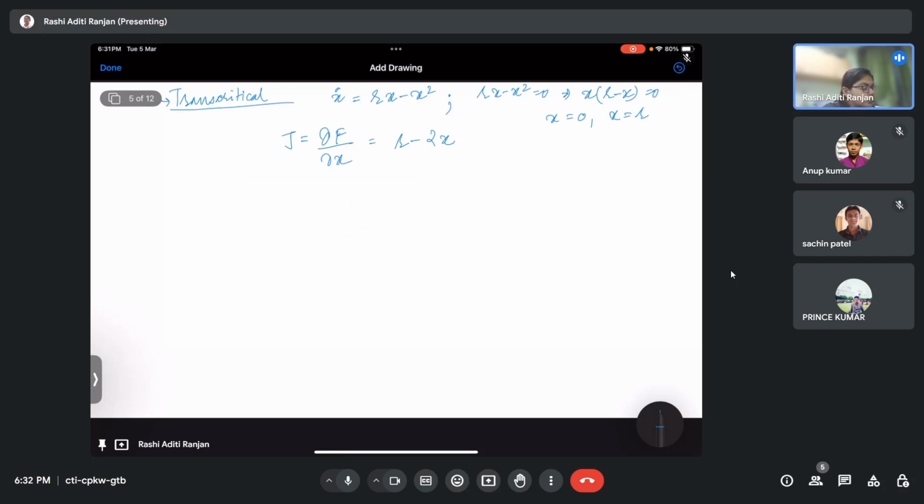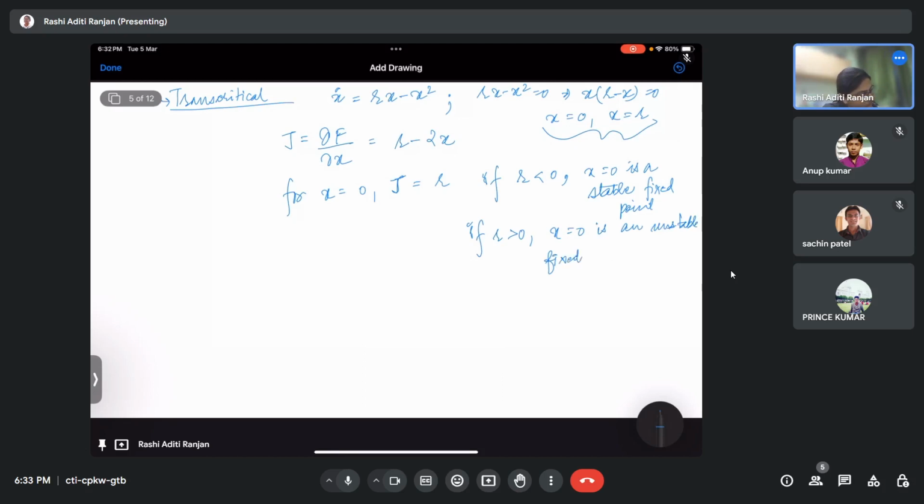Okay, so you'll see that we have two fixed points. One is 0 and the other one is r, which would change with the parameter r. So coming on to the stability of the first fixed point, which is x equals 0. For x equal to 0, your Jacobian will be equal to r. So depending upon the value of r, my first fixed point, which is 0, will be stable or unstable. So if my r is less than 0, x equals 0 is a stable fixed point. And if r is greater than 0, then x equals 0 is an unstable fixed point. Okay, I hope that it is clear.